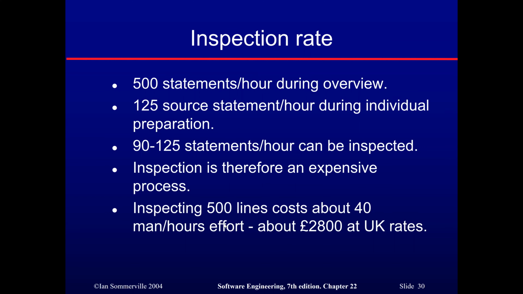So this is a clear indicator of how expensive inspecting can be. Inspecting 500 lines costs about 40 man-hours effort. So 40 man-hours means for one man, an effort of a week. So that is about 2,800 pounds at UK rates.